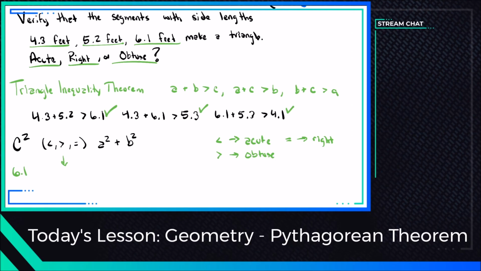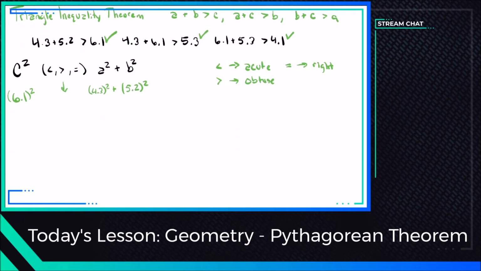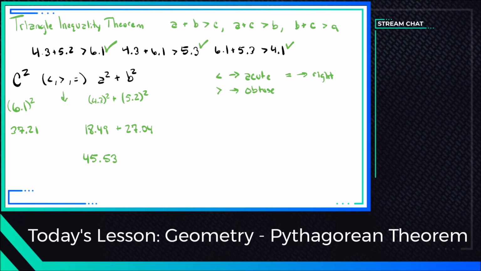And then 4.3 squared plus 5.2 squared. All right, so 6.1 squared is actually 37.21. And we have 4.3 squared is 18.49. And 5.2 squared is going to be equal to 27.04. And 18.49 plus 27.04 is going to be 45.53. And 37.21 is going to stay 37.21.